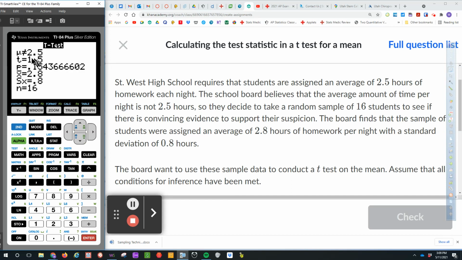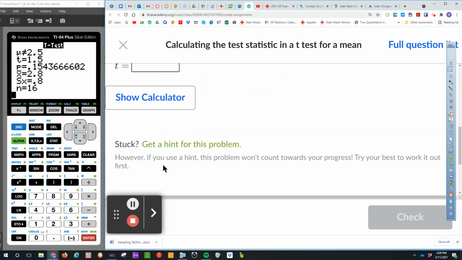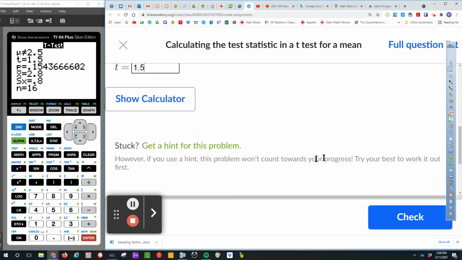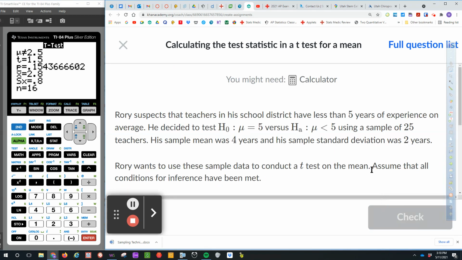So see, the t statistic is right here in the second row. T is 1.5. So looking at this, we can just put 1.5 and good job. So use this test, right? T-test on the calculator. So let's perhaps quickly do another one.